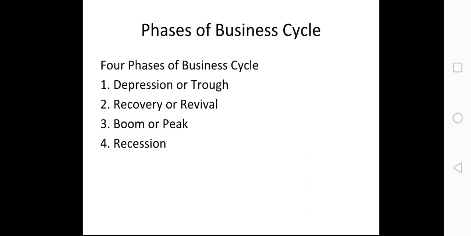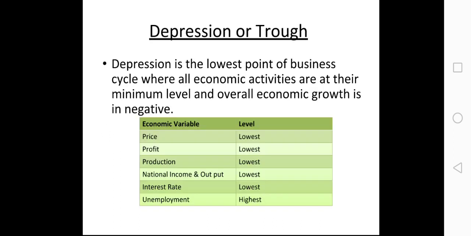There are four phases of the business cycle: depression or trough, recovery or revival, boom or peak period, and recession. So let us discuss them one by one.